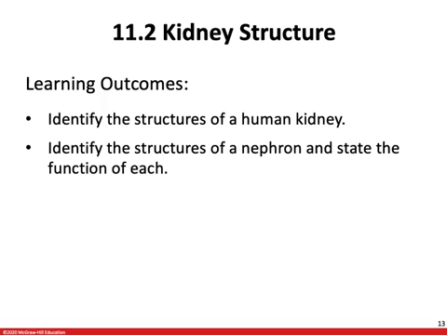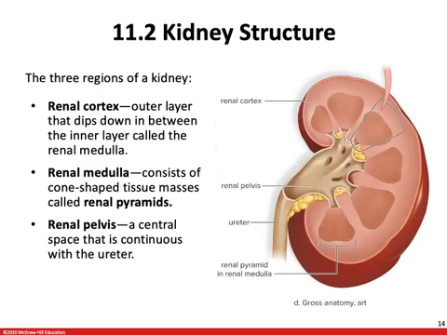All right, next up is kidney structure. In this section, we're going to talk about the different regions of the kidney. There are 3 specific regions of the kidney. There's the renal cortex, which is the outermost layer that dips down in between the inner layer. This inner layer, this portion right here, is called the renal medulla.